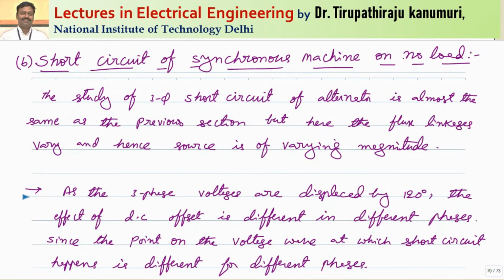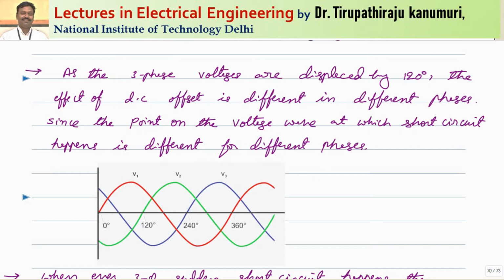So now let us proceed to short circuit of a synchronous machine on no load conditions. The study of the three-phase short circuit of an alternator is almost the same as the previous section, but the only difference here is that the flux linkages are going to be affected during the fault. As the flux linkages are changing, automatically the source voltage has a varying magnitude. It is not constant. The terminal voltage of the alternator will go on changing with respect to time.